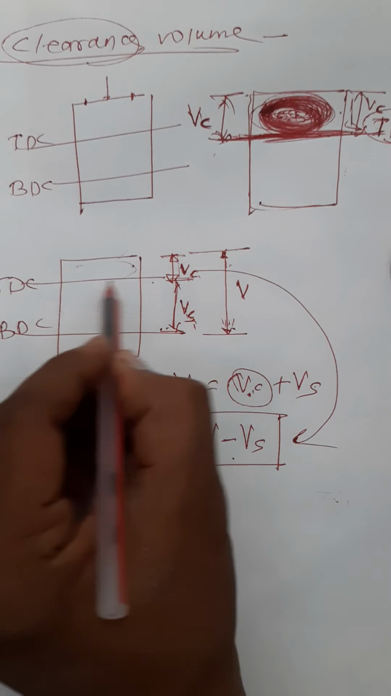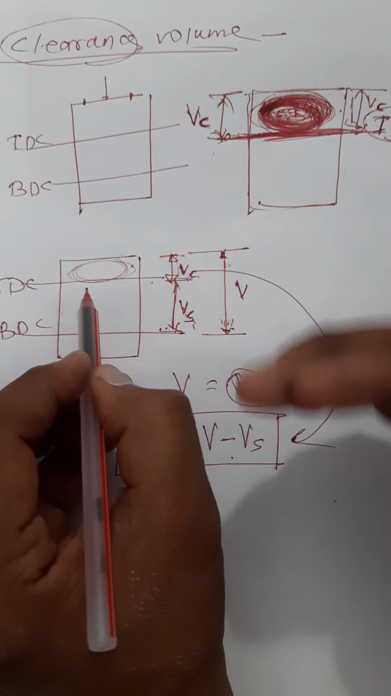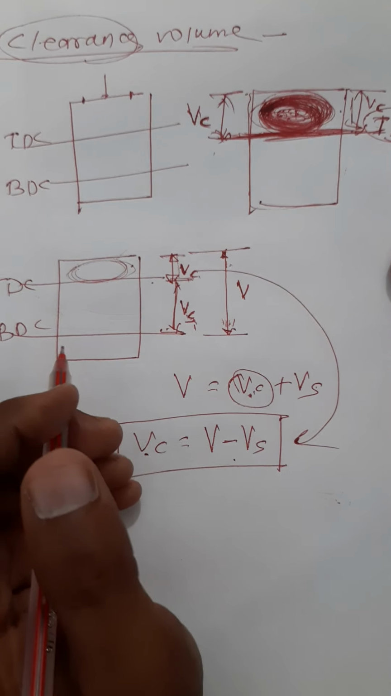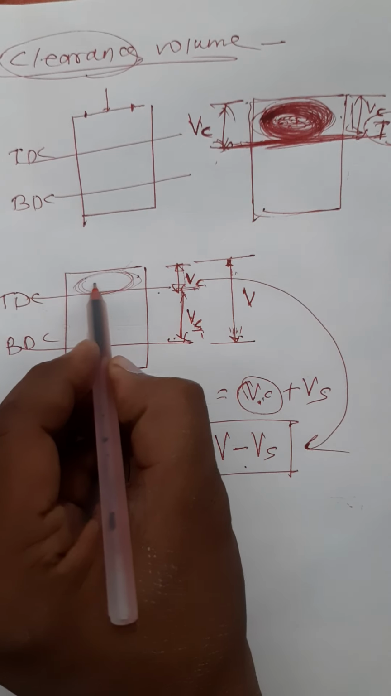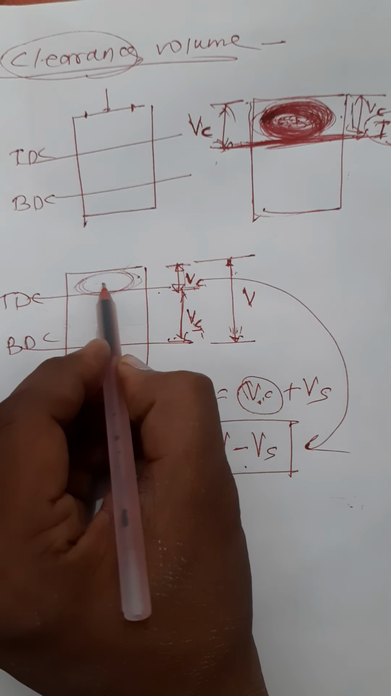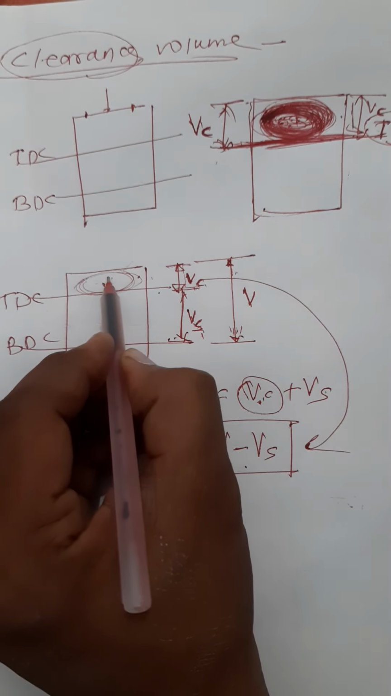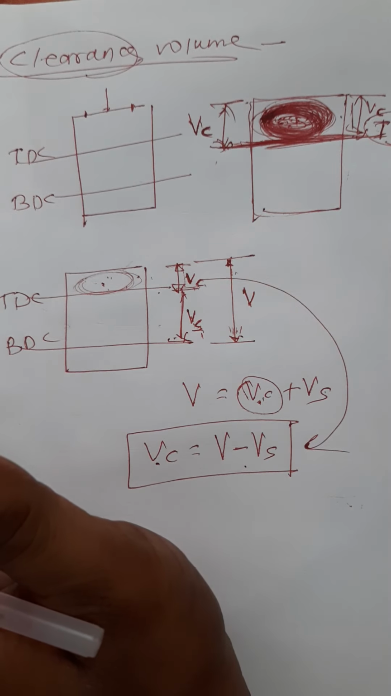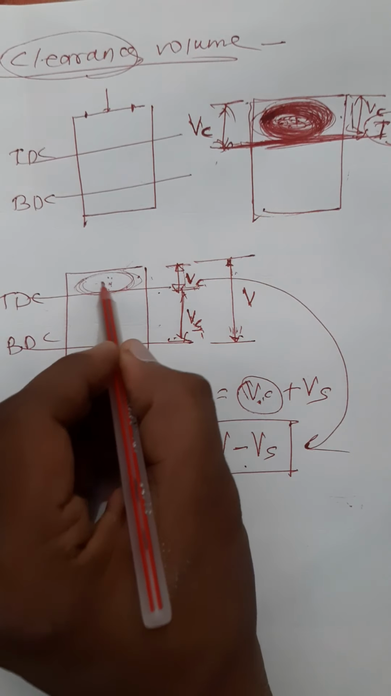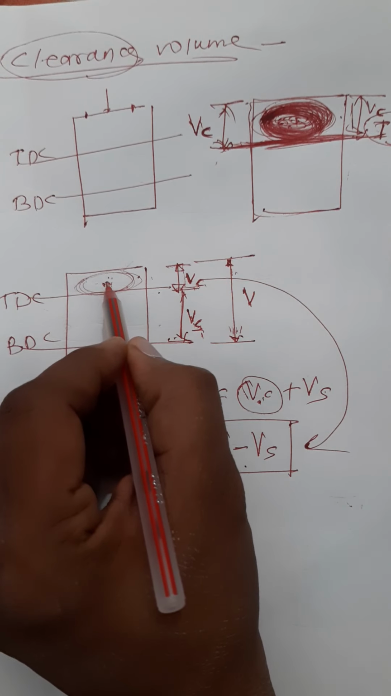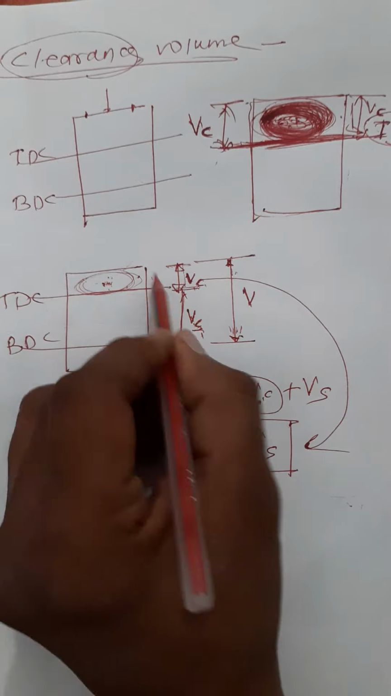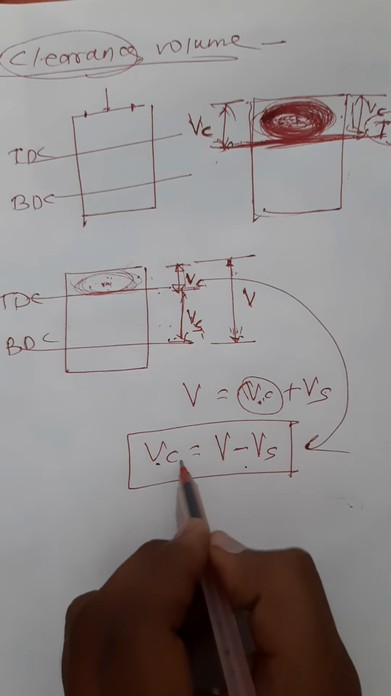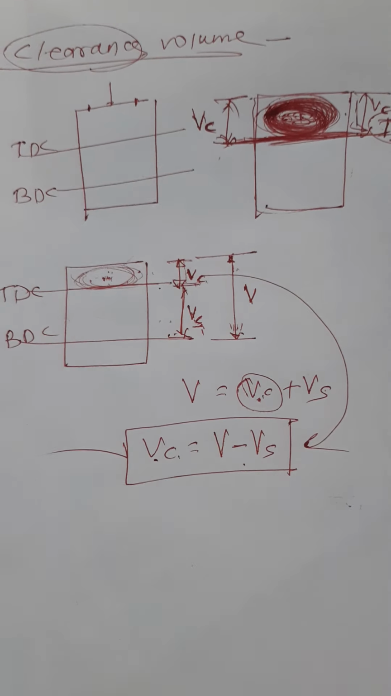Clearance volume means the minimum space which is available at the top side of a piston in the cylinder. So this is the minimum space in our cylinder just above the piston when it reaches the top side. Yes, this is the minimum available space for the charge when the piston reaches the top side in our cylinder. So that space is called the clearance volume. And how to calculate clearance volume? Yes, we can calculate clearance volume in this manner.